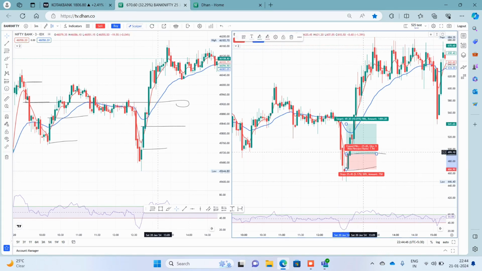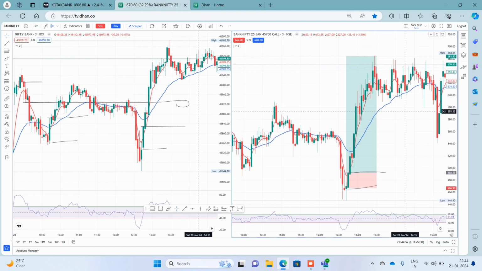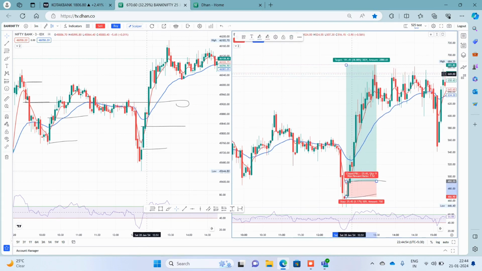Okay, this is our SL. 25 points is our SL. If you see here how many points we got on this trade, we got almost 191 points on this trade on options chart, with 25 points. Is this more than 1:5? It is close to 1:10 trade.